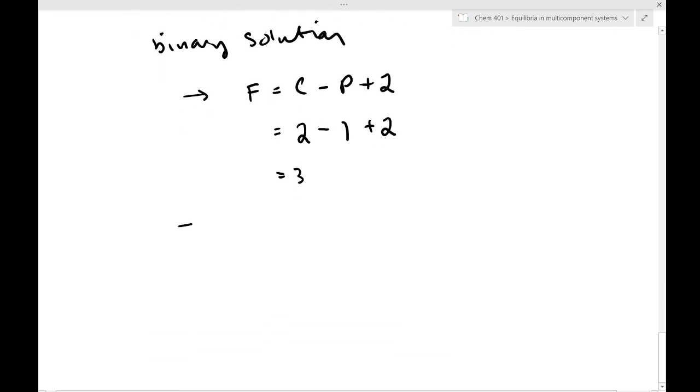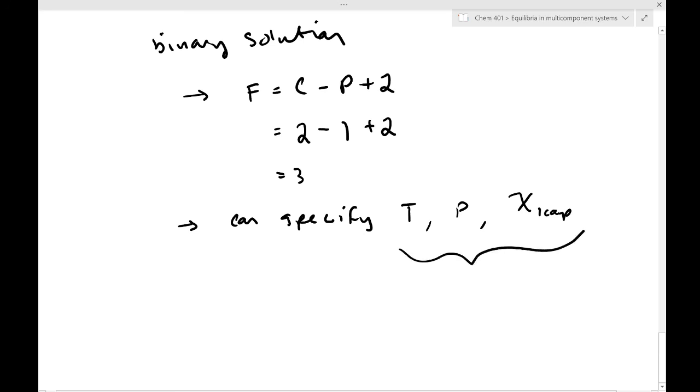Okay, so for example, what can we specify? We can specify what makes sense to specify. We can specify temperature, pressure, and mole fraction of one component. This is 3. That means that we've completely defined the system with these 3 pieces. And we know that we've completely defined the system because of Gibbs phase rule.